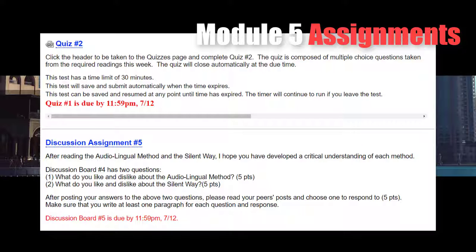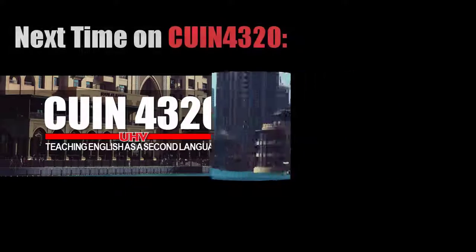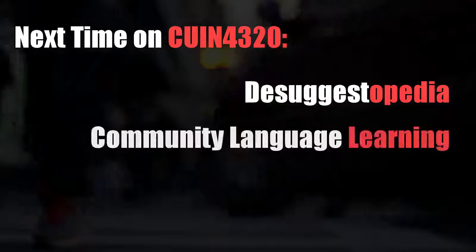After posting your answers to the above 2 questions, please read your peers' posts and choose one to respond to. Now make sure that when you answer each one of these questions to write at least a paragraph for each, as well as in your response. Next week, we will continue exploring language teaching with the intriguing Desuggestopedia and community language learning.